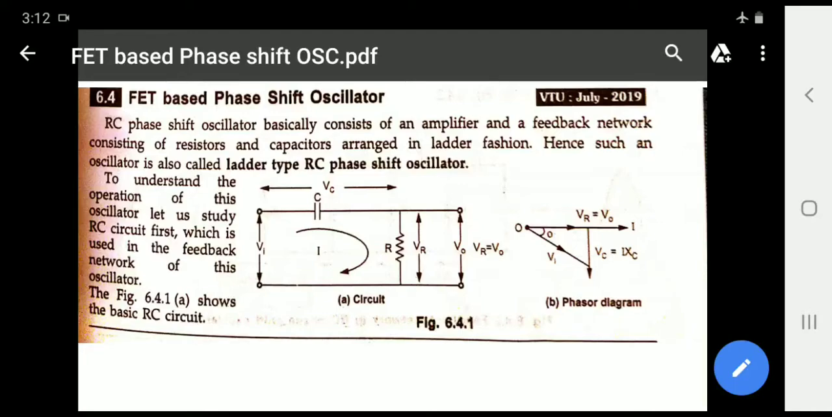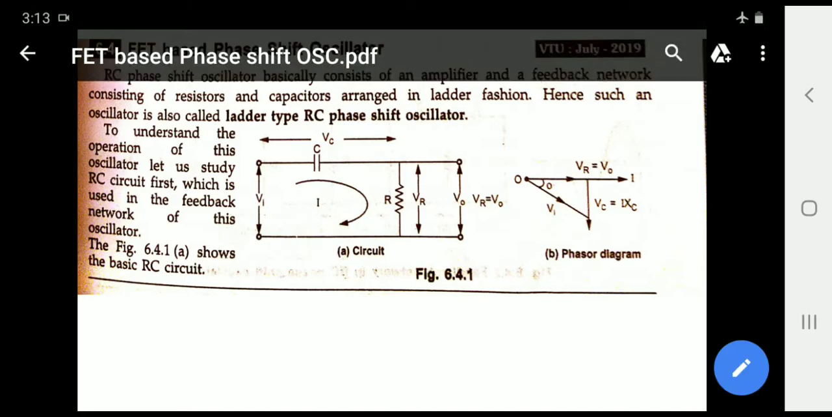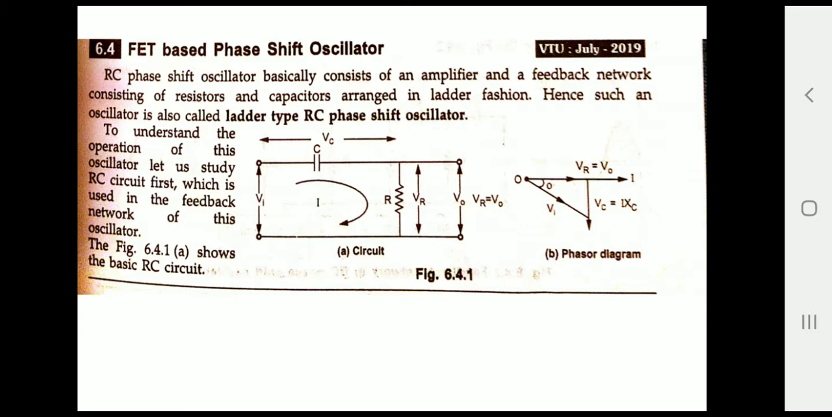The next topic is FET based phase shift oscillator. So here I have shown the circuit diagram and phasor diagram. This circuit diagram belongs to the feedback network where R and C are connected in series. This is a phasor diagram which is drawn based on this circuit diagram, where along the x-axis current I is taken, along the y-axis voltage Vc is drawn, and here another important point, it is drawn in the third quadrant. I will explain why it is drawn in the third quadrant.